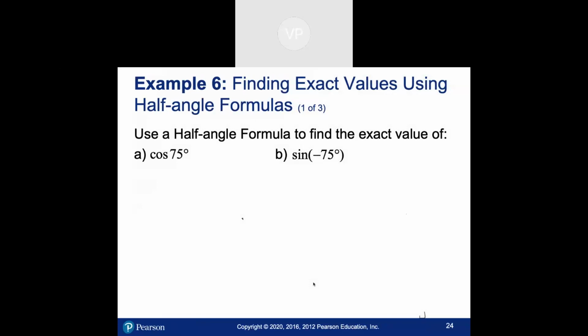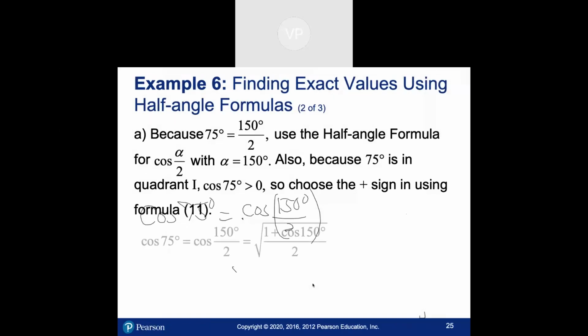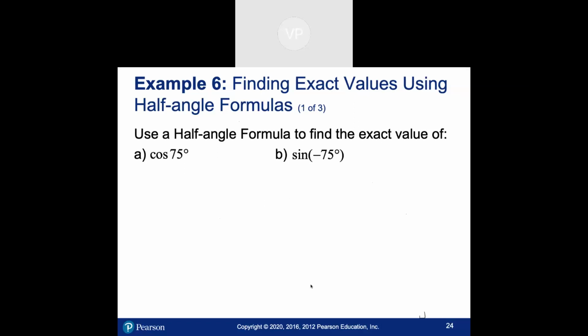All right, so go back and look at this. We're looking for cosine of 75 degrees. That's exactly the same, and don't be afraid to write this, as 150 degrees over 2. We do that so that it fits the formula. Okay, that one right there. When you have some angle over 2, you can use the half-angle formula to basically say, okay, I got 150 over 2. When I replace it on the right side, I'm going to use the 150.